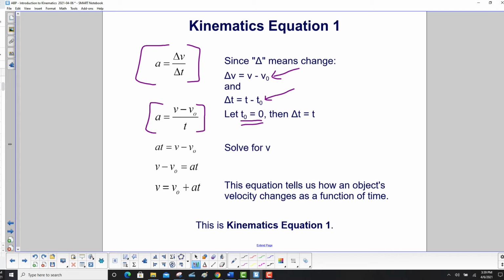Then we're going to solve for v, the final velocity. Multiply both sides by t, which clears the t on the right side. Then just reverse the equation, left to right, right to left, and we have v minus v0 equals at. Add v0 to both sides, and we have the final velocity is the initial velocity plus acceleration times time. So that tells us how an object's velocity changes as a function of time. And again, this is Kinematics Equation 1.